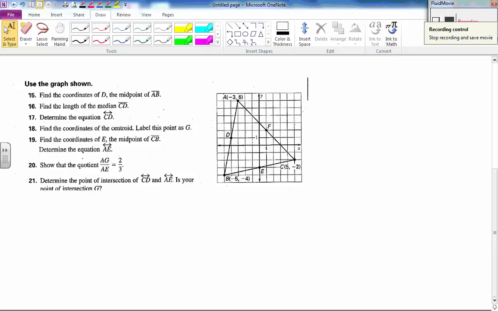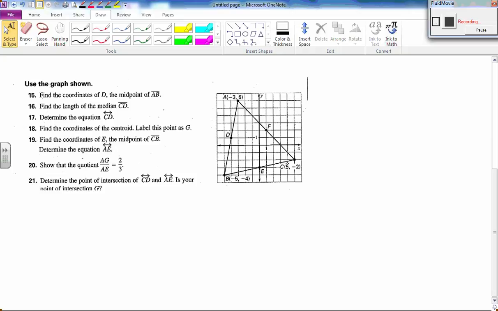Okay, to answer question 17 from the geometry homework, it's much like question 23 from the chapter 4 test. We're writing the equation of a line. It says to determine the equation of line CD. To determine or write an equation of a line, we have to have 2 points on that line, and we do.